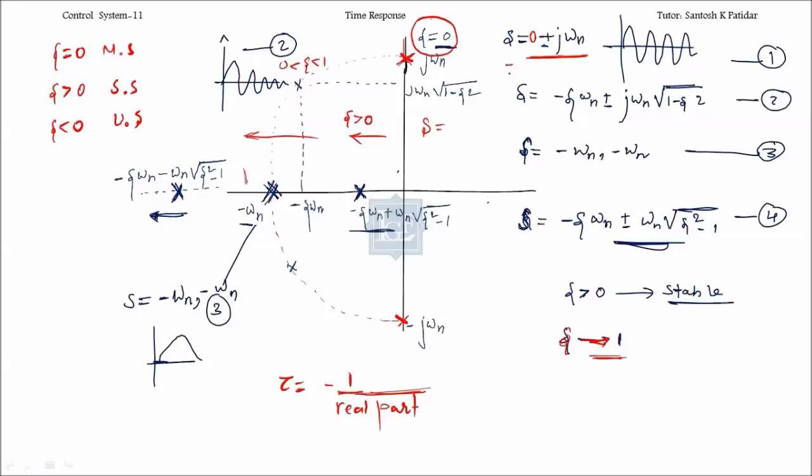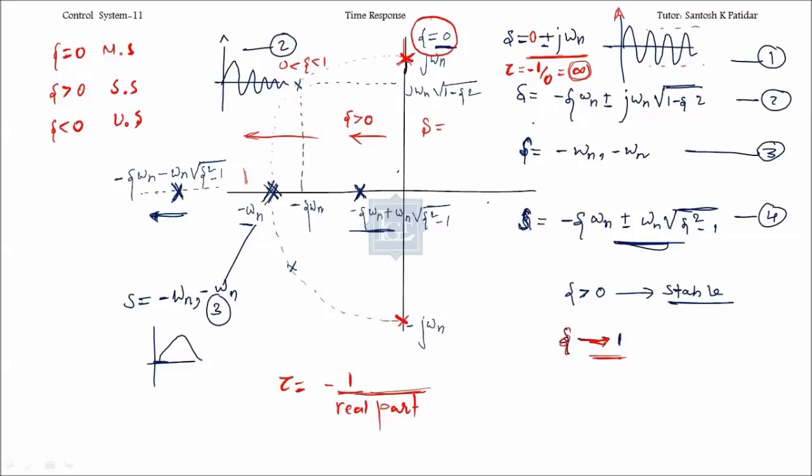So if I calculate the time constant here, it will be minus 1 divided by 0, that is infinity. Time constant is infinity, which means the oscillation will take infinite time to settle. For infinite time it is going to sustain continuously, so you'll get natural oscillation. There will be no damping. At infinity also you'll get the same oscillations.